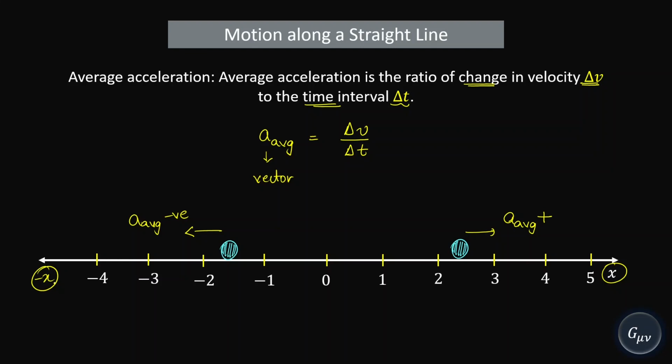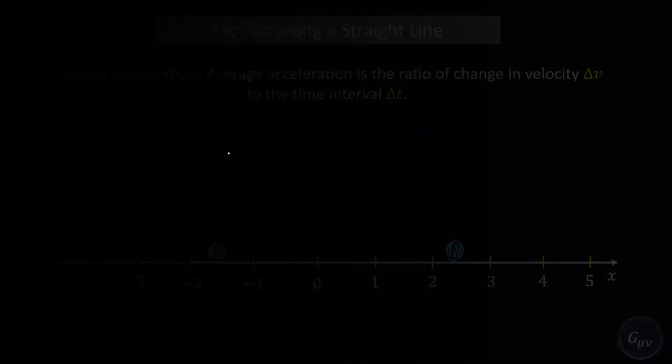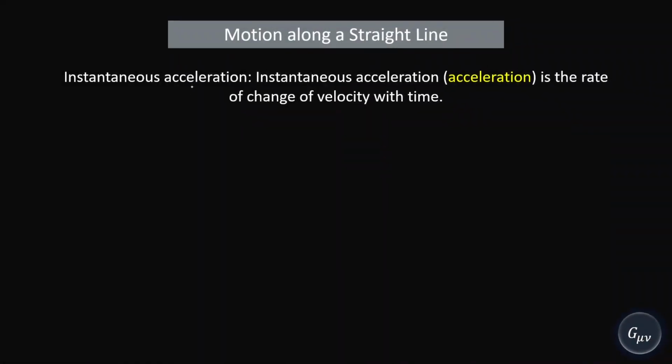So just like instantaneous velocity, we also have another quantity called the instantaneous acceleration. Now instantaneous acceleration, or simply the acceleration, is the rate of change of velocity with respect to time. So a is dv by dt. If you know the velocity as a function of time, simply differentiating this function with respect to time gives you the acceleration.